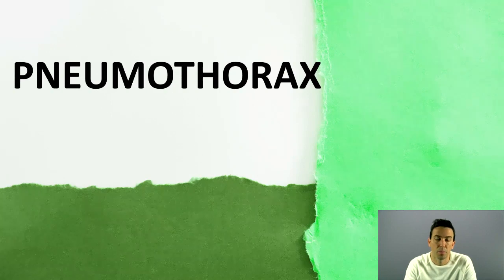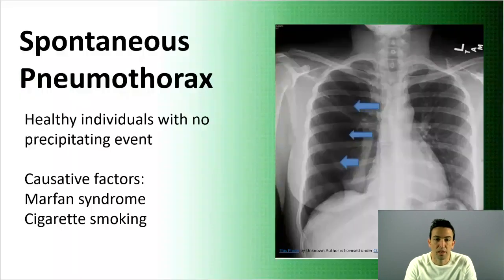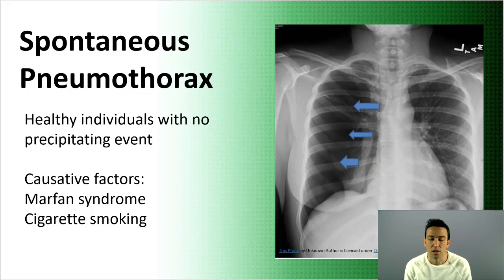A common complaint in the emergency department typically comes in with chest pain and shortness of breath, and there are two types of pneumothoraces that we see. One of them is a spontaneous pneumothorax. The other one is a secondary spontaneous pneumothorax.